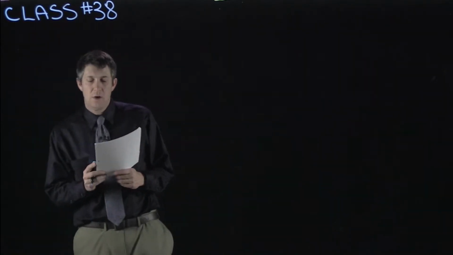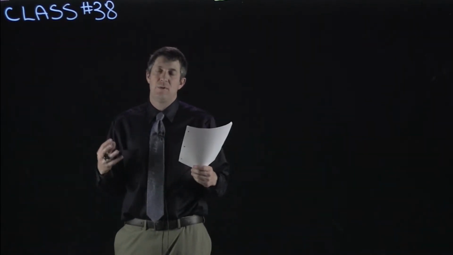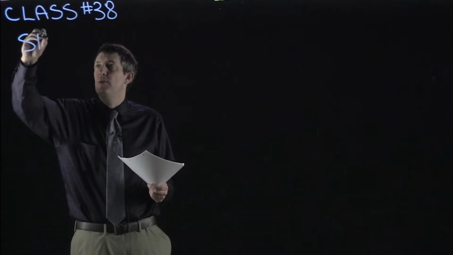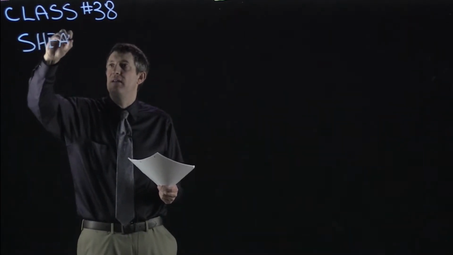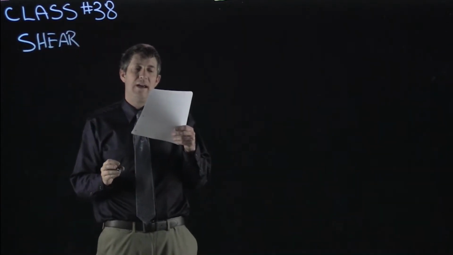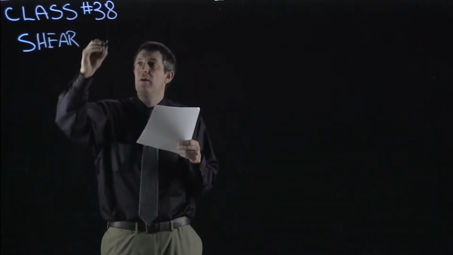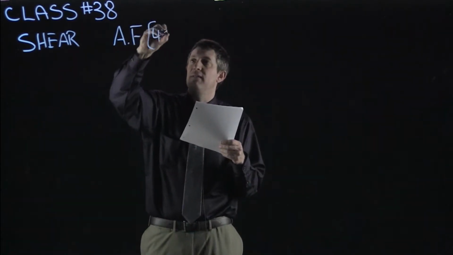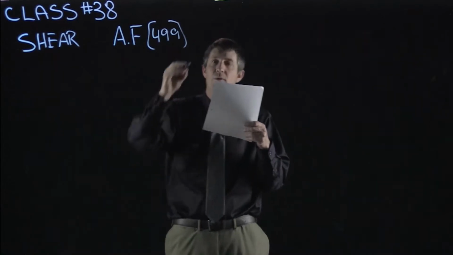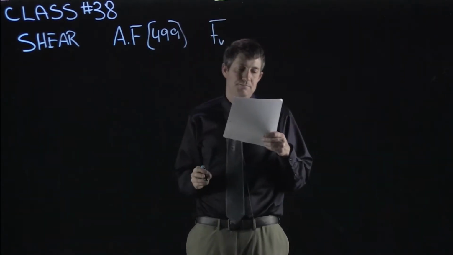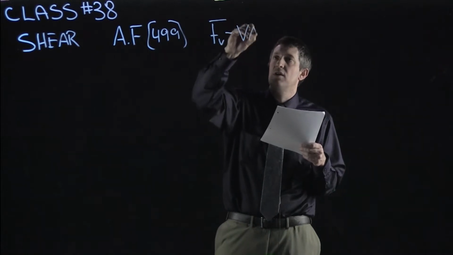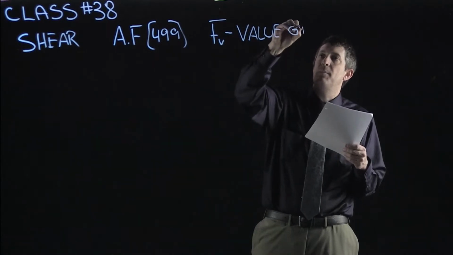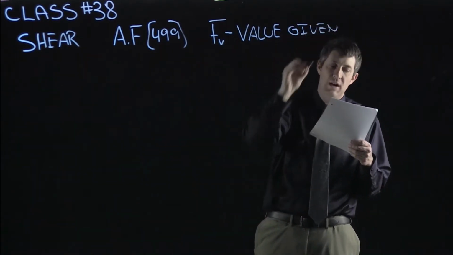Okay, welcome back here. We've already looked at bending. That was what we did for the last couple example problems. We also need to look at shear when we're looking at beam design. So we're going to look at shear. What we're going to do is compare from Appendix F on page 499 a value in that table, which is F sub V. This value is going to be given to us, whether it's in a table or I give it to you guys. The value is given depending on the species of the wood that we're going to use.